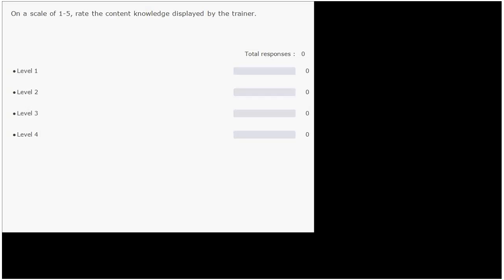On a scale of 1 to 5, rate the content knowledge displayed by the trainer. Okay, almost 100% on that too. That is level 1. You're asking their opinion, their reaction to what they felt the knowledge displayed by the trainer was. If you've got any questions, be sure and ask.